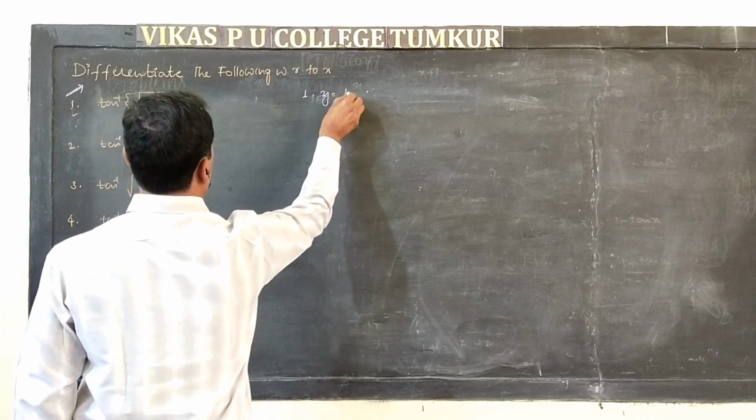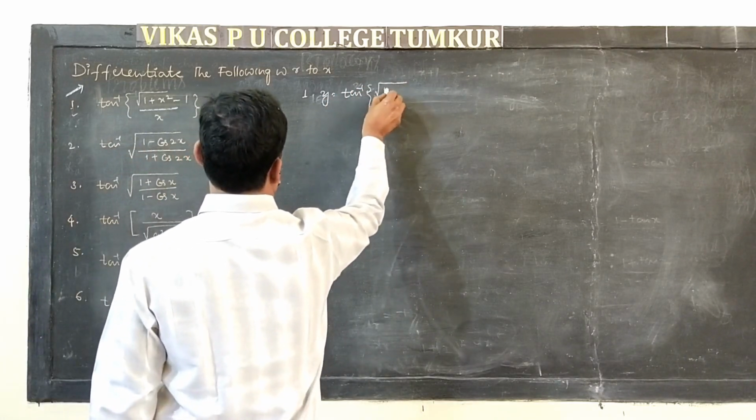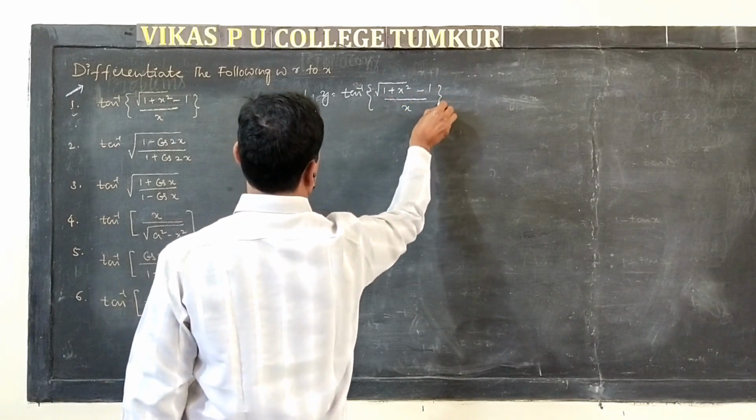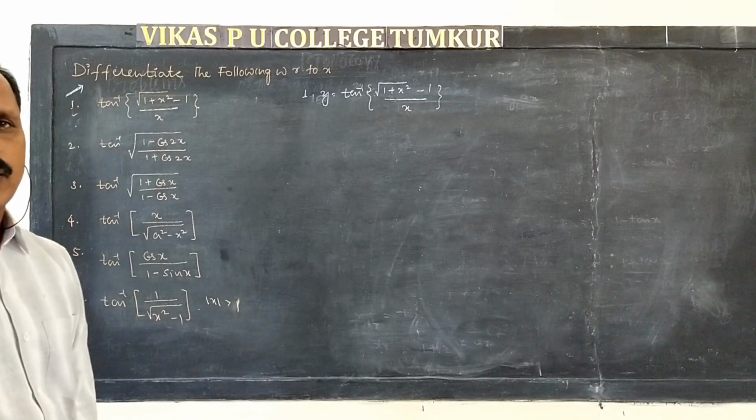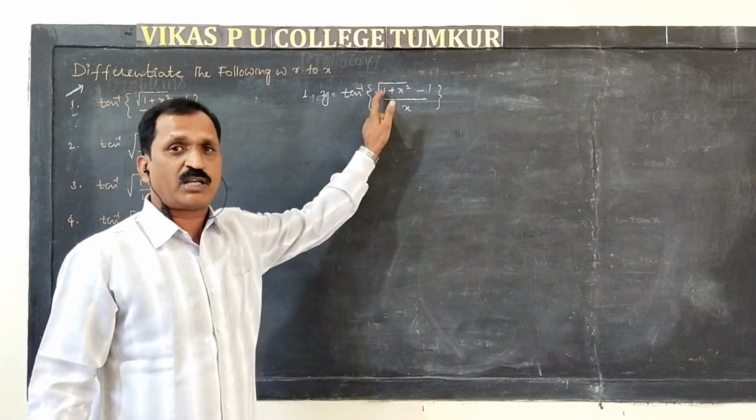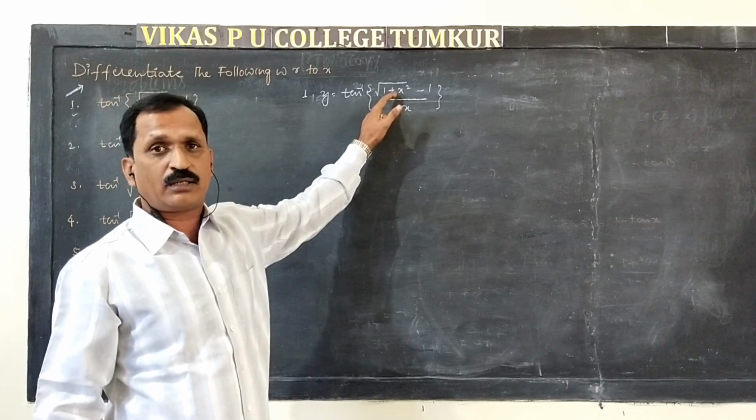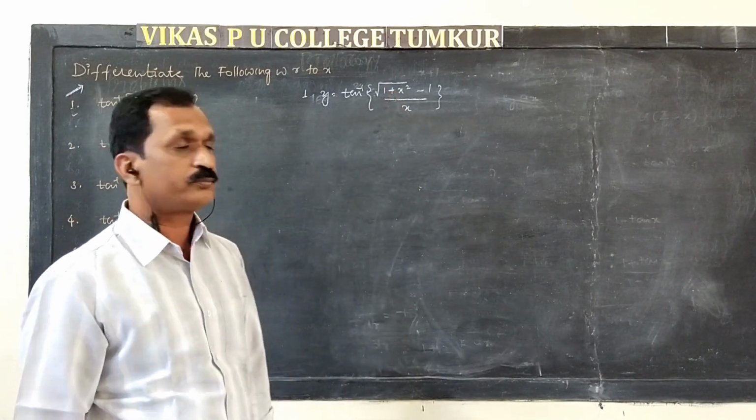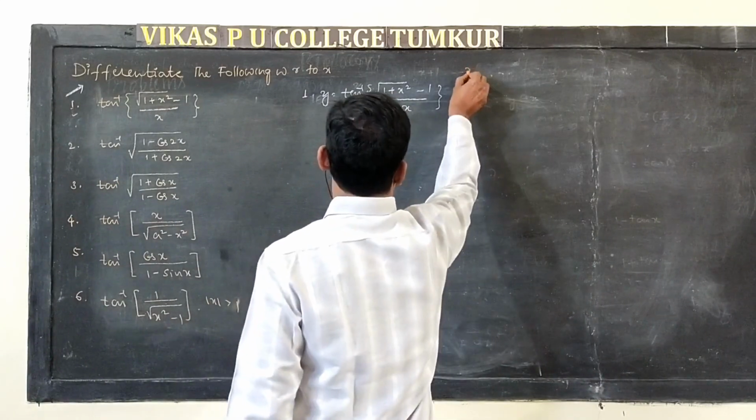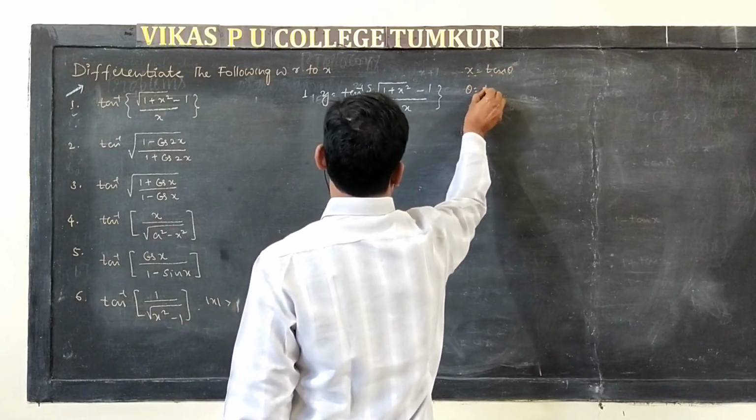y is equal to tan inverse of root of 1 plus x square minus 1 divided by x. We did this in the last session. Since we have 1 plus x square, I am going to substitute x is equal to a tan theta or a cot theta, whichever is required. In this problem, I will substitute x is equal to tan theta, so that the value of theta will become tan inverse of x.